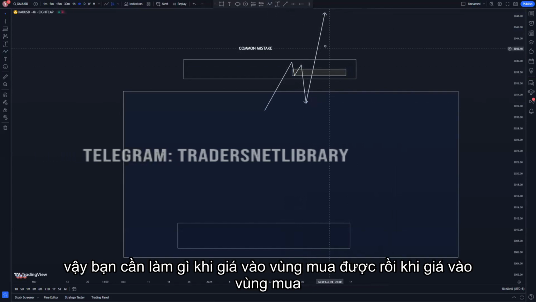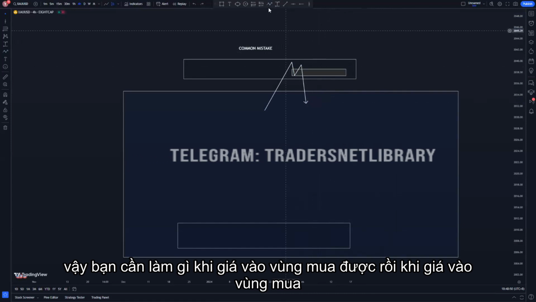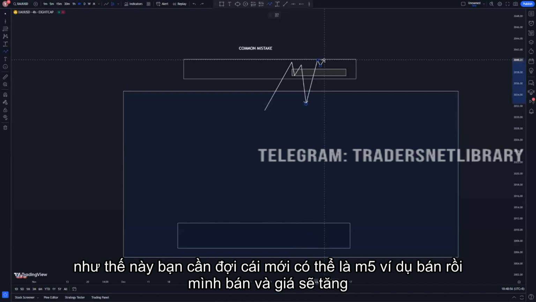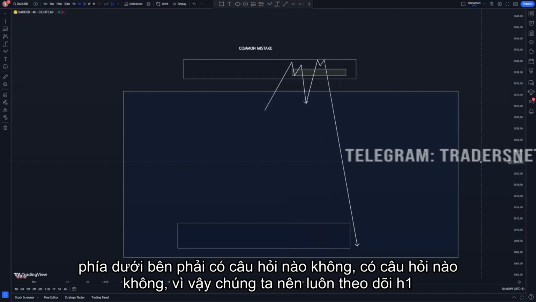Get it? So what do you need to do? When the price gets into the buy zone like this, you need to wait for a new one. Maybe an M5 engulfing sell, and then we sell and the price is going to go down. Right? Is there any question?